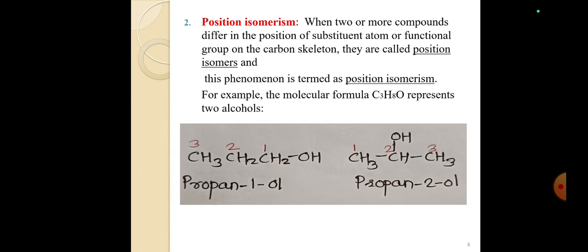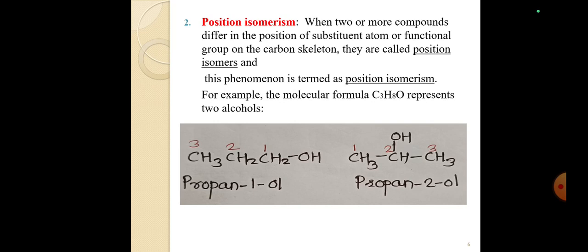Second type is position isomerism. First we need to define position isomers and then isomerism. When two or more compounds are different in position of substituent atom or functional group on the carbon chain or carbon skeleton, they are known as position isomers. The name itself indicates the position of that group is changing on the chain. The phenomenon is known as position isomerism.